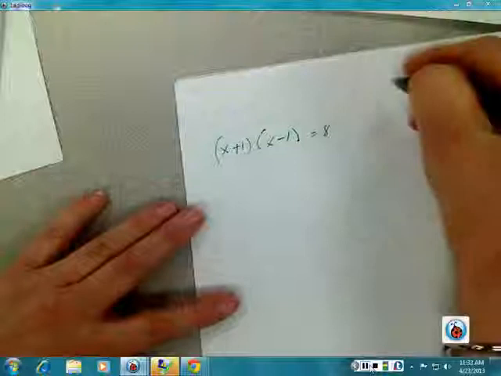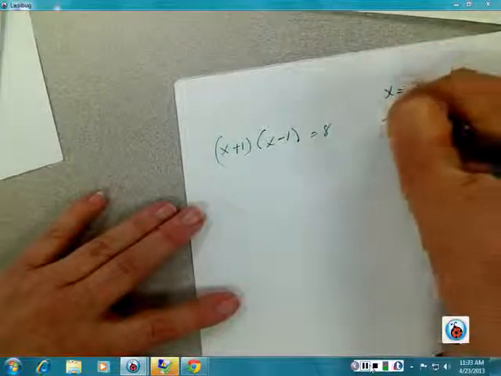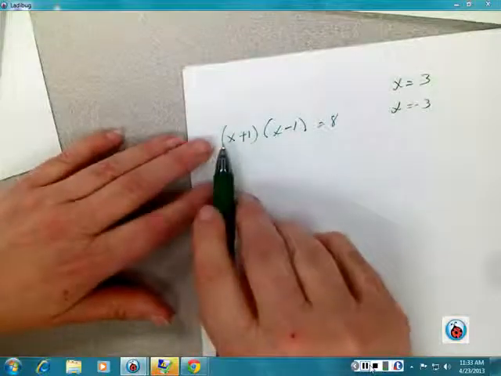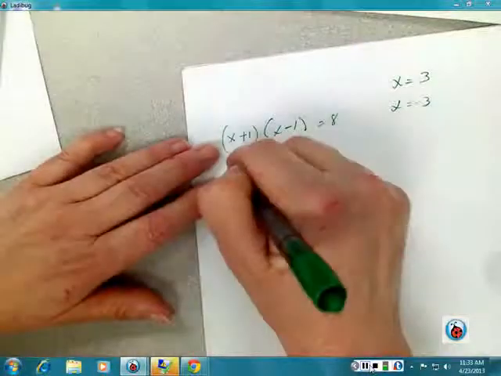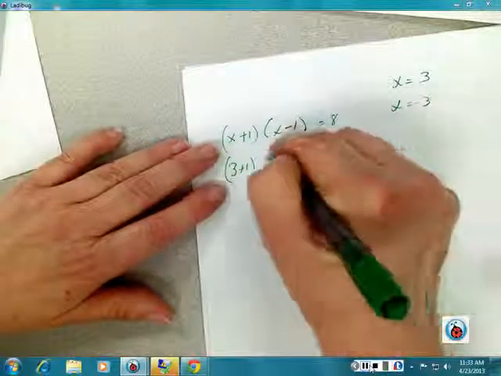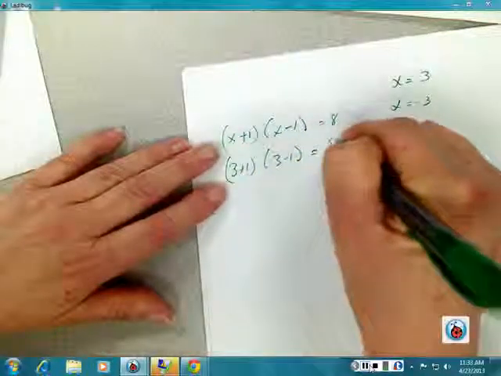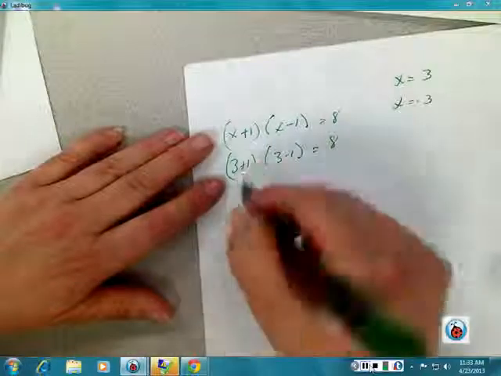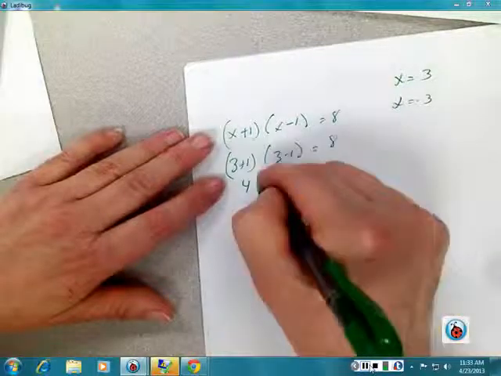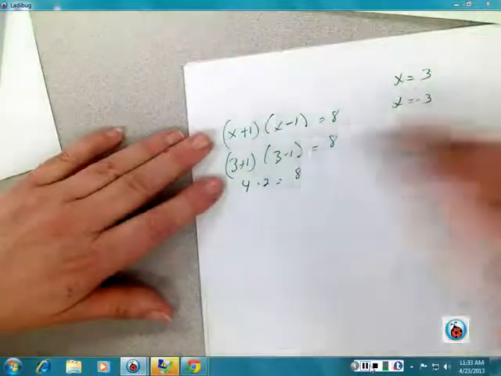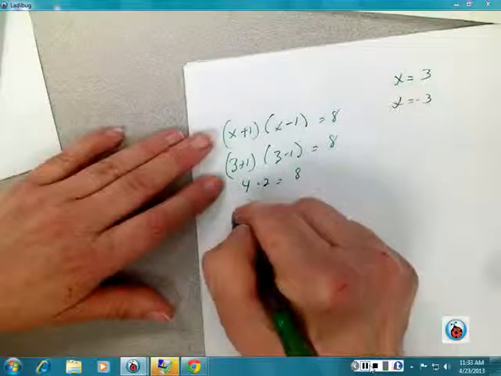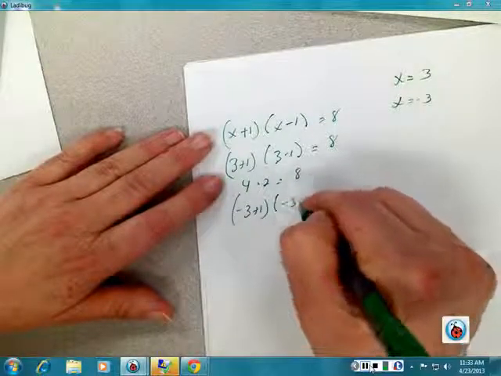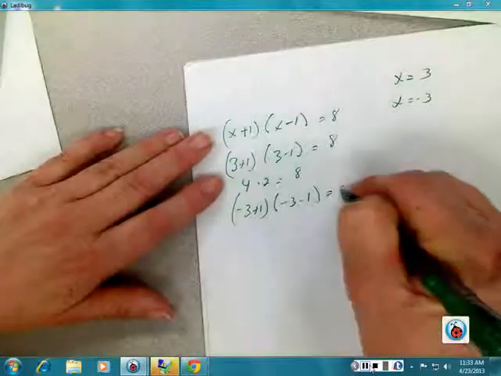And if I take my two answers, x could equal 3 or x could equal a negative 3, and plug them in, let's see if it works. So if I put 3 in here, 3 plus 1 times 3 minus 1, is that equal to 8? So 3 plus 1 is 4, 3 minus 1 is 2, and 4 times 2 is 8. And if I plug in the negative 3, negative 3 plus 1 times negative 3 minus 1 is equal to 8.